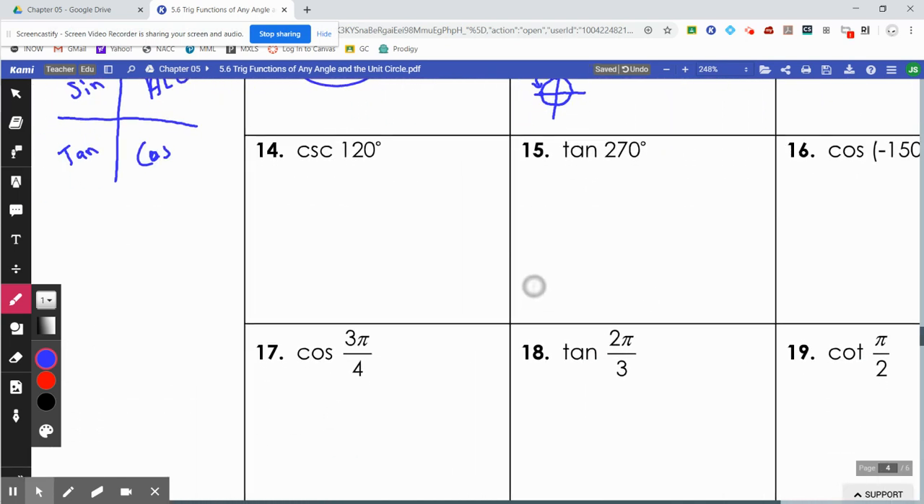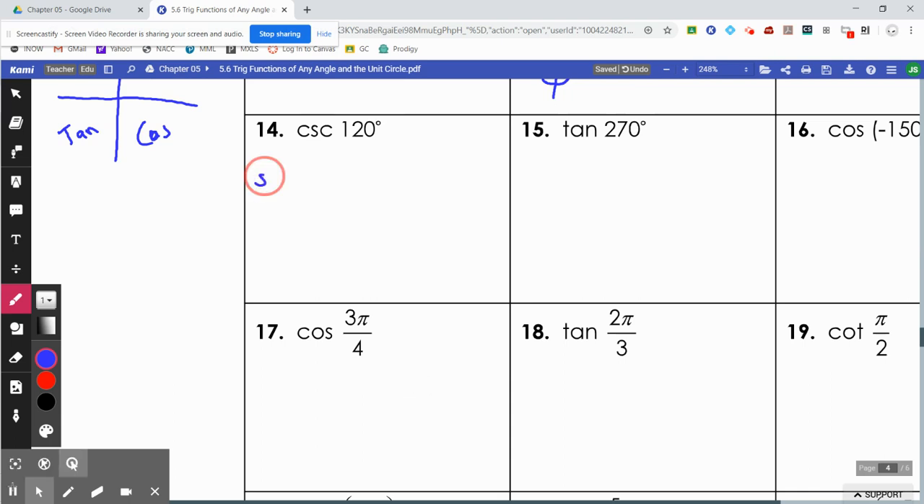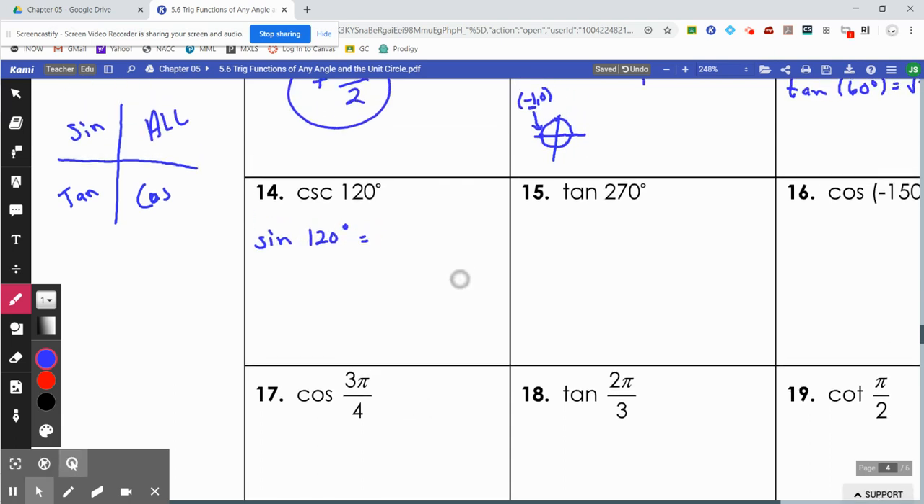Number 14, the cosecant of 120. Well, let's find the sine of 120. Since you are in the second quadrant, sine is going to be positive. Mark out the 120, find out its reference angle. How far is that from the 180 x-axis? That'd be 60 degrees away. Look at your chart or look at your unit circle. The sine of 60 is root 3 over 2. So therefore, the cosecant would be the reciprocal of that, which is 2 over root 3. When you rationalize, you get 2 root 3 over 3.